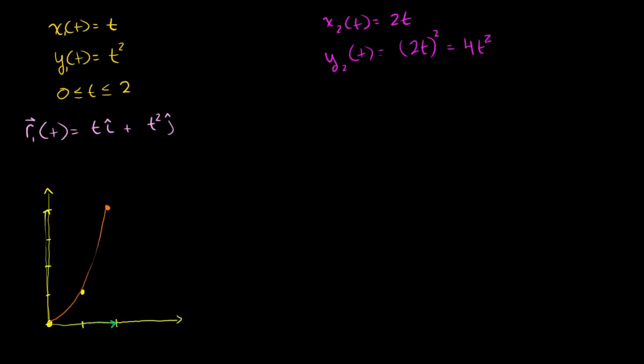And then let's say my second parameterization, and let's say instead of going from t equals 0 to 2, we're going to go from t equals 0 to 1. t goes from 0 to 1.